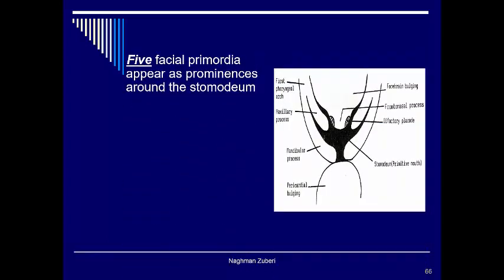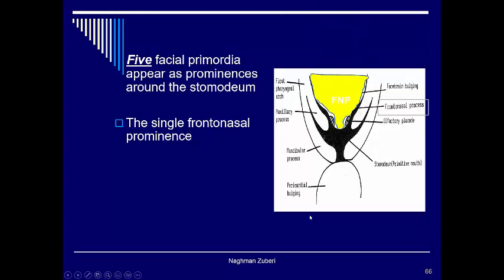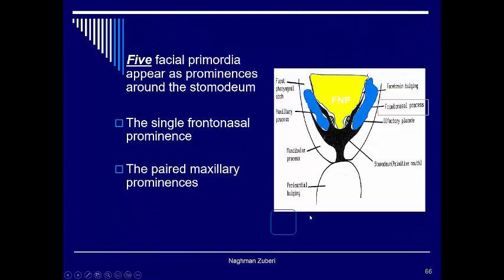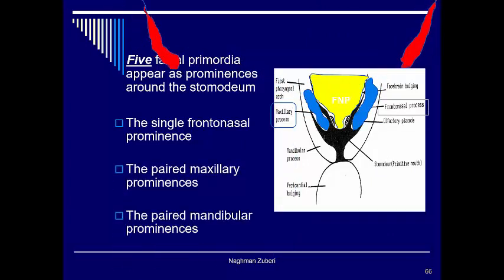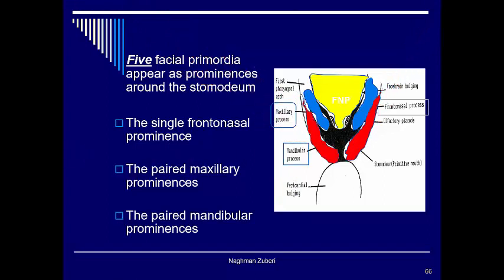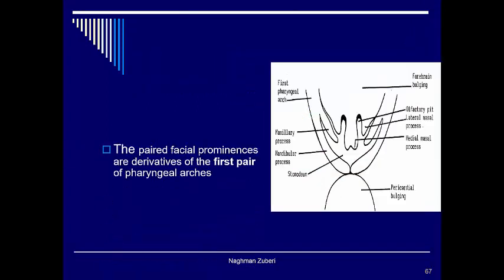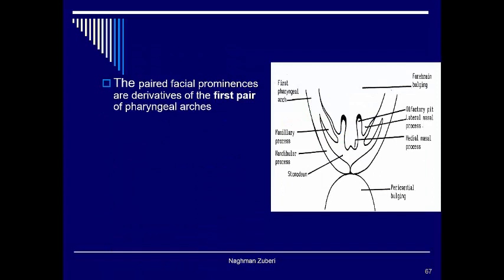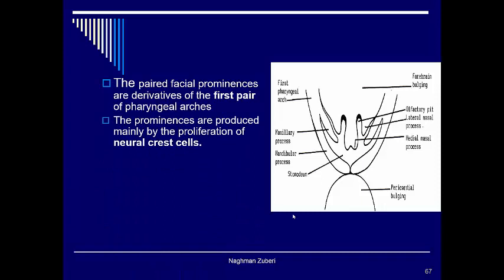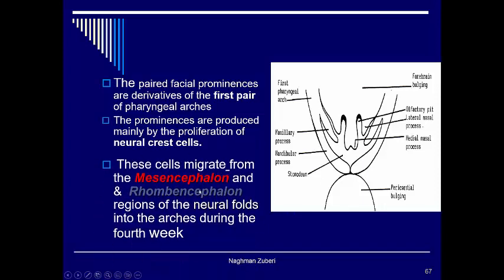Five facial primordia appear as prominences around the stomodium. The single frontonasal prominence, which I told you, then the two paired maxillary prominences and the two paired mandibular prominences. The paired facial prominences, those are the maxillary and the mandibular, are developed from the first pair of the pharyngeal arches. The prominences are produced mainly by the proliferation of the neural crest cells.